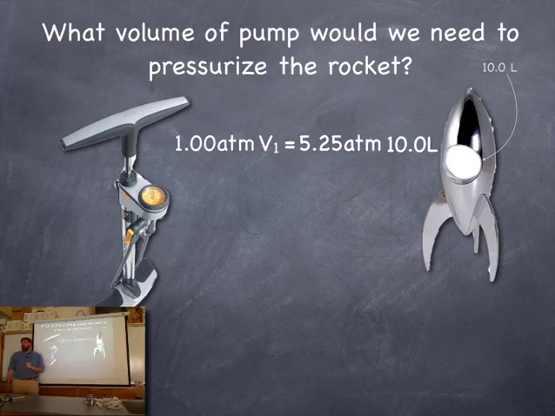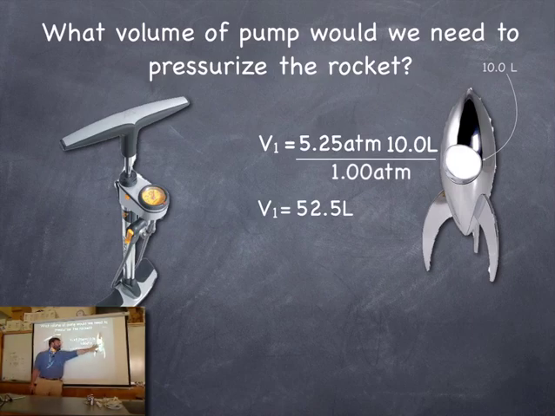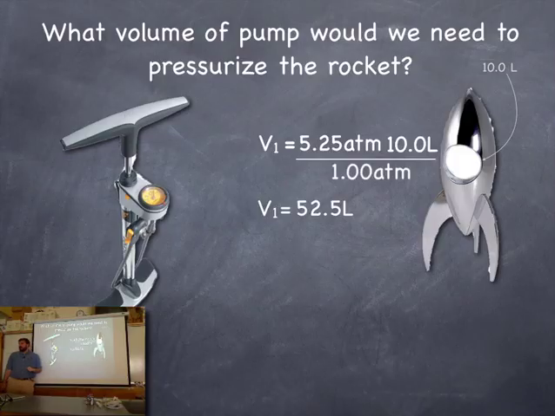How can I solve for V? I need to take the 1 atmosphere and move it to the other side, right? Atmospheres cancel atmospheres. I'm left with 52.5 liters. In order to get my rocket to 10 liters at 5.25 atmospheres with a single pump, I need to start with 52.5 liters of gas. Obviously we're simplifying. You could break that up into 52.5 pumps of a 1 liter pump. That would work in basically the same way, but we're just making it simple.